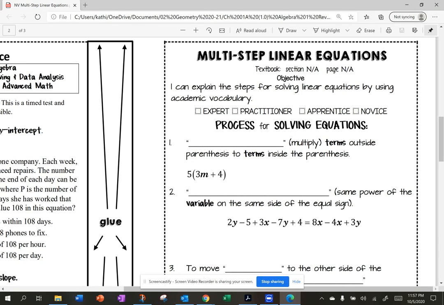Let's take a minute, and if I've never heard this before, I'd call myself a novice. Or if I know what everything is before I explain it, I call myself an expert, or I'm somewhere in between called an apprentice or a practitioner.